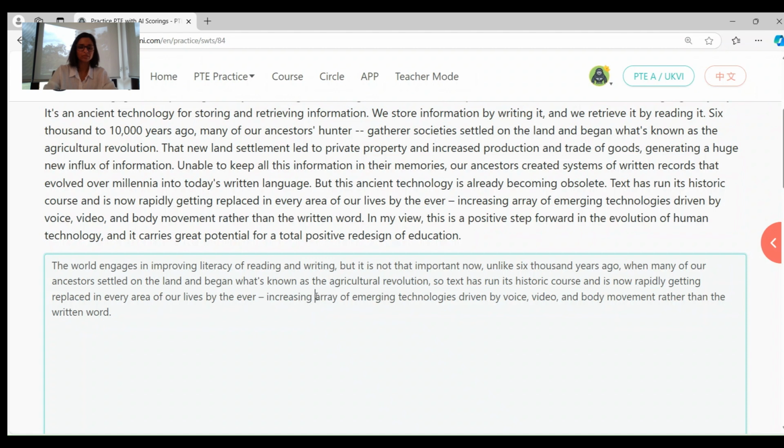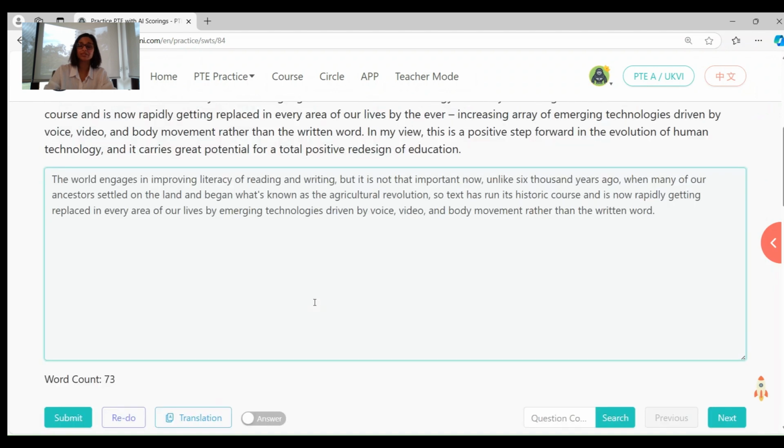All right, so I don't like the word "ever increasing." It might lead to, even though it's from the original text, if you see something that's hyphenated or complicated looking, maybe leave it out because it might be a glitch in the text itself, or you might get marked by the array of emerging. All right, let's take a look-see. 73 words. I'm happy with that.